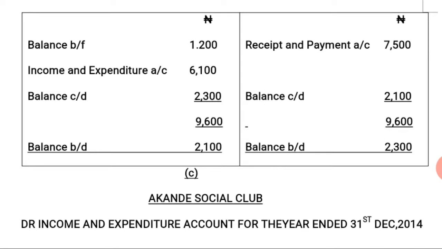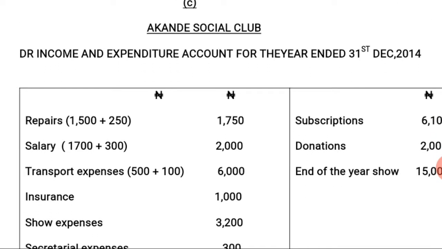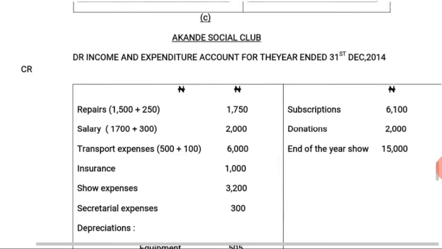The balance carried down will now be brought down to the next year. Then we have the balance carried down of 2,300, that is the amount prepaid for next year, will be brought down to the credit side of the subscription account, while the amount owing for 2014 will be brought down to the debit side of the subscription account. From there, we are required to prepare the income and expenditure account.